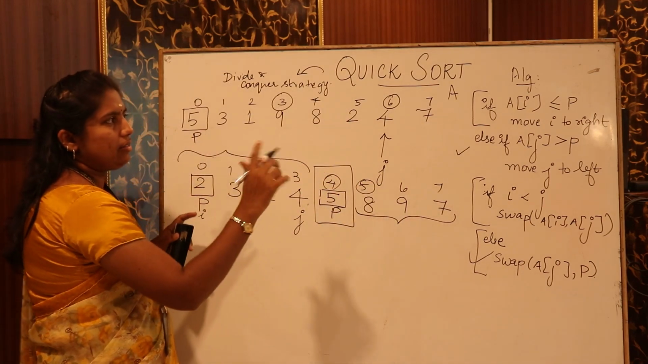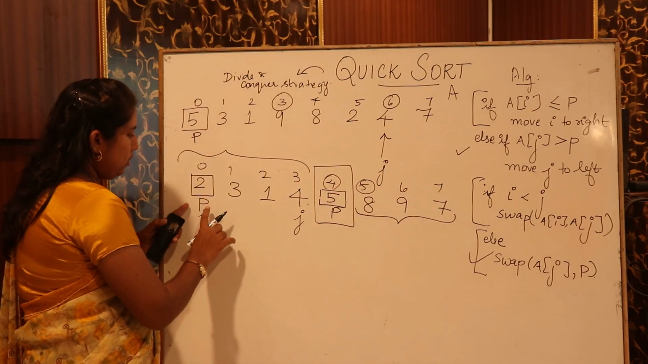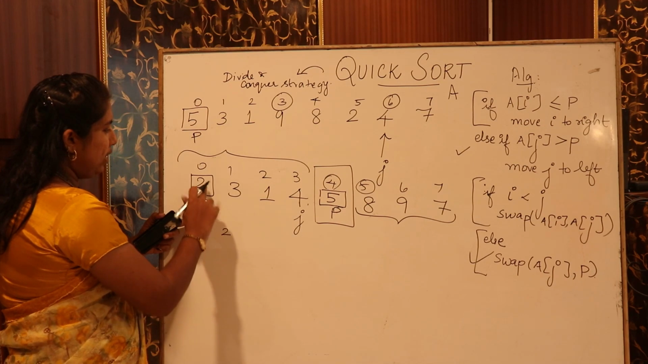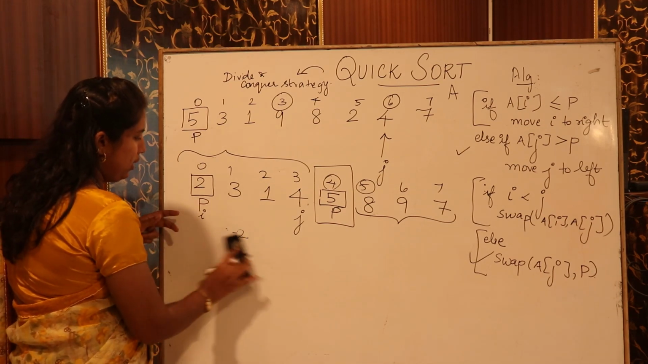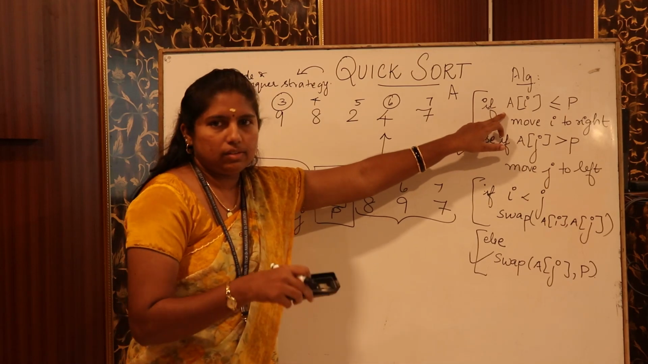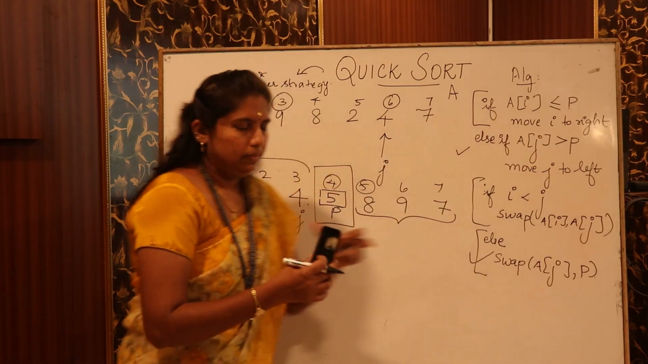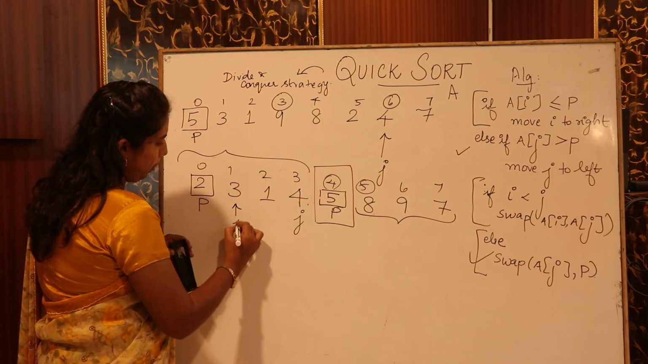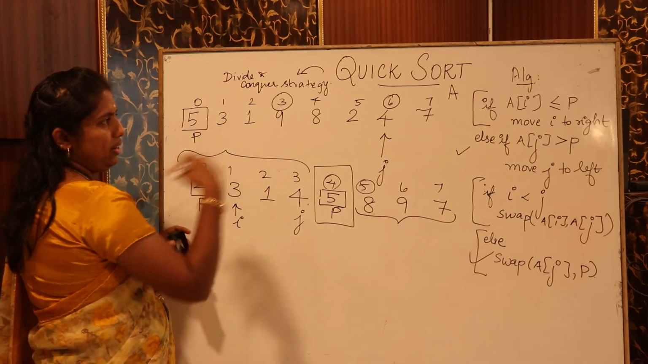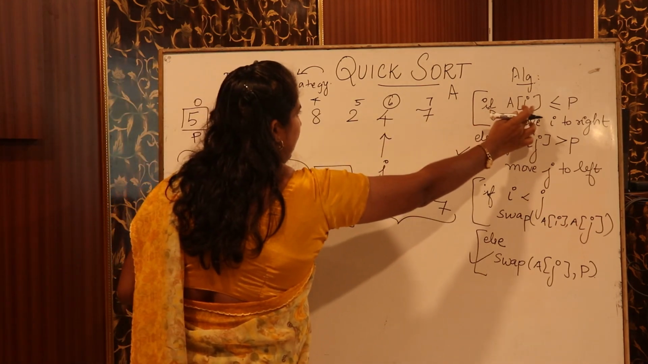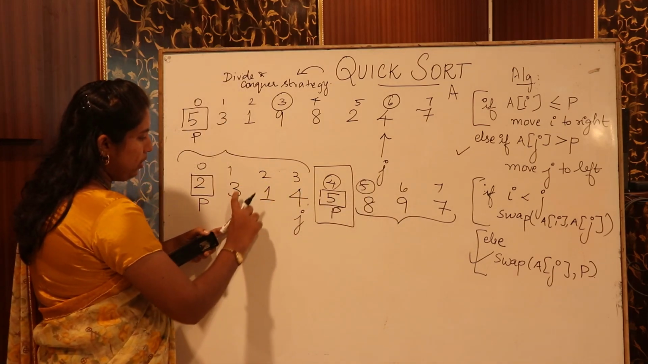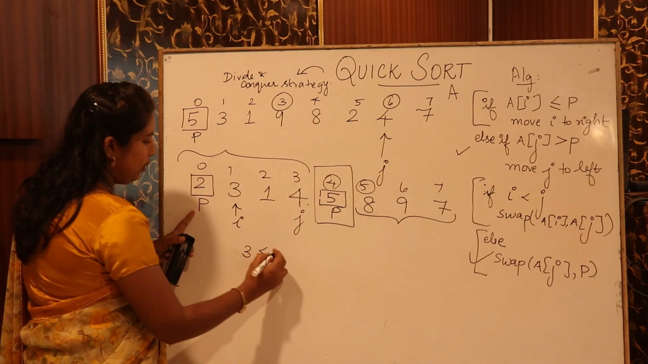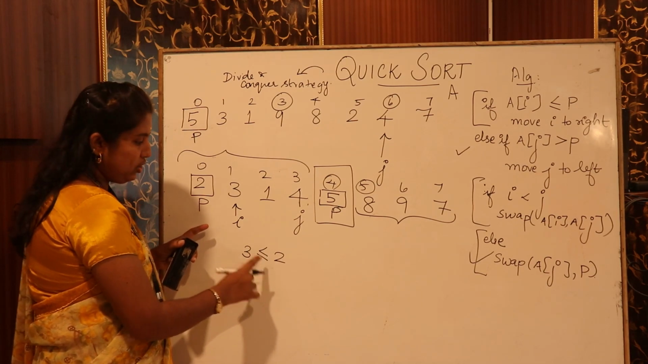If A of I is less than or equal to the pivot element. So yes, here A of I is nothing but 2, and the pivot element is also 2. 2 is equal to 2, which means the first condition is correct. If it is correct, I will be moving this I to the right. Next, again I will be checking this condition, whereby if my A of I is less than or equal to pivot. My A of I is what? 3. I am going to check if it is less than or equal to the pivot. My pivot element is 2, which means the condition is false.